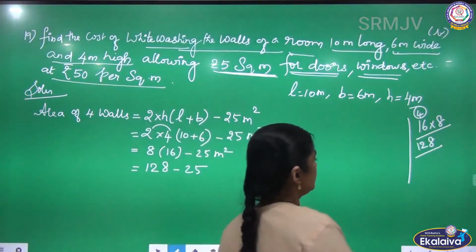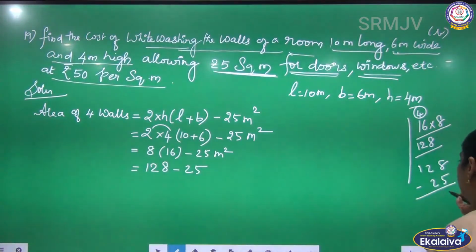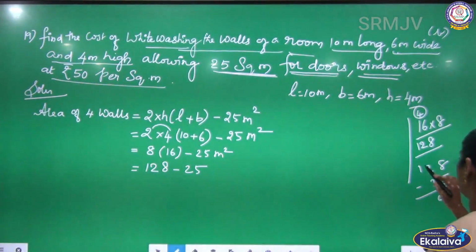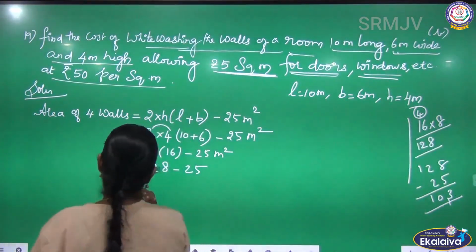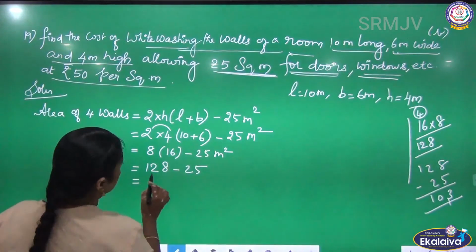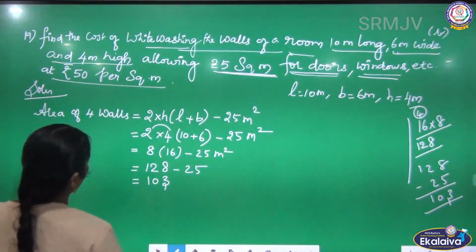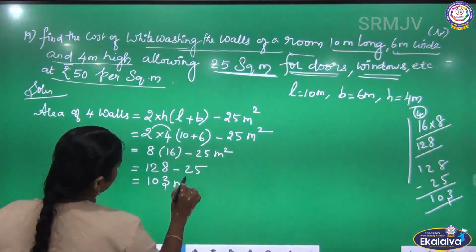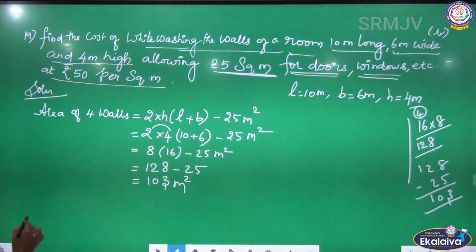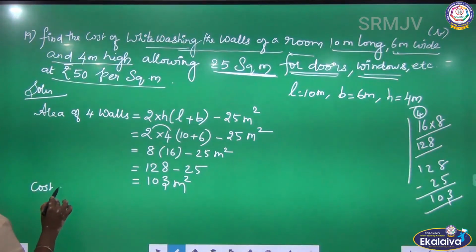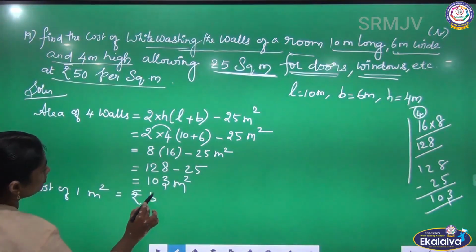I can get 3. 2 minus 2, 0. Drag this 1 down. So area of the 4 walls which is given. What is the answer we find out? 103 meters square, which is what? 103 meters square. Here they are given a cost of 1 meter square equal to rupees 50.